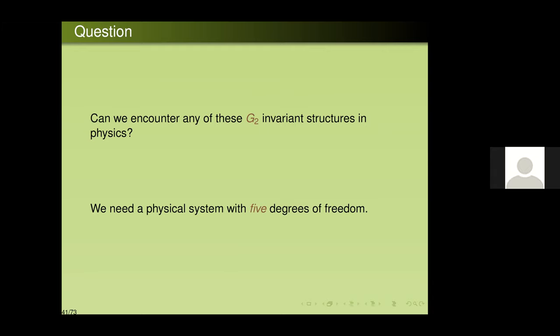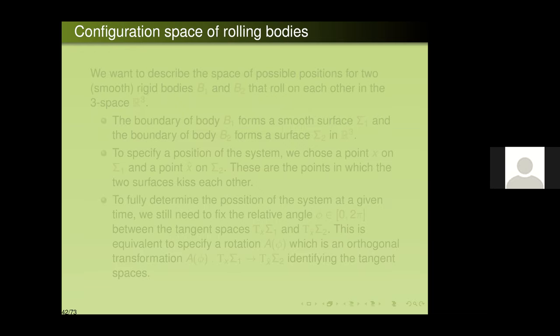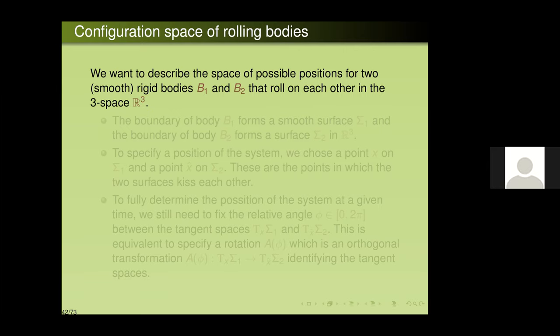I should find, for example, a physical system with 5 degrees of freedom. So my 5-manifold will be the configuration space of some mechanical system. Okay. So let me start with the following mechanical system. I will consider the system of 2 rigid bodies, smooth rigid bodies, rolling on each other. So we have just 2 rigid bodies in R3, which roll on each other.